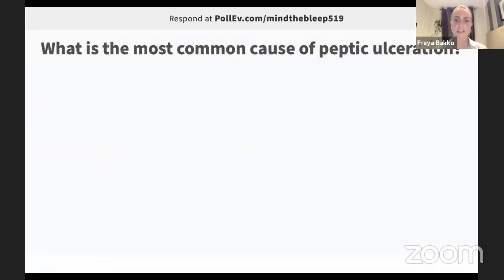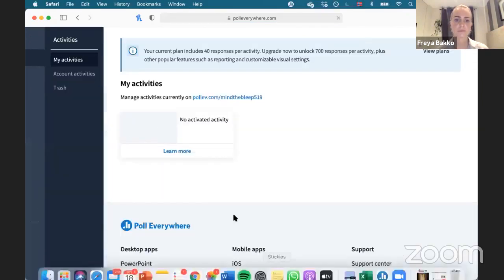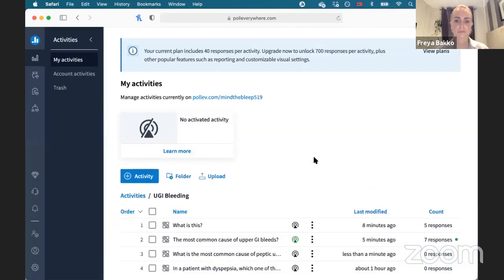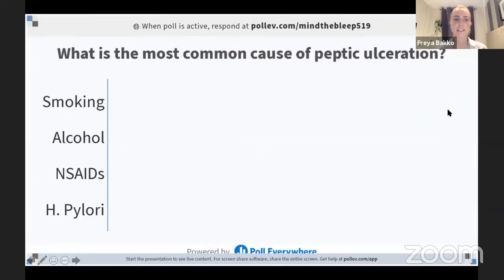So on to the next question. Our next question is, what's the most common cause of peptic ulceration? Is it smoking, alcohol, NSAIDs, or H. pylori? So we'll come back to the answer in a bit.